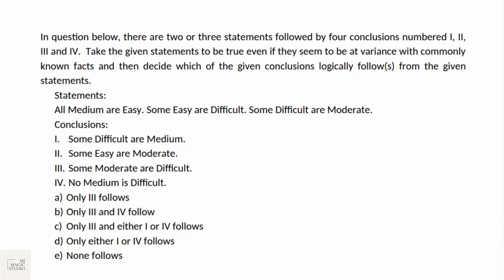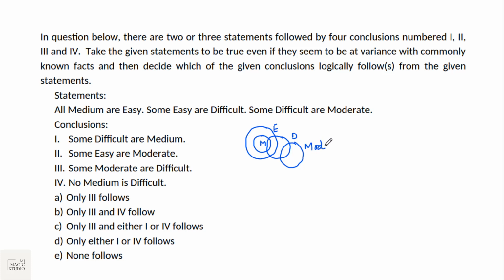So the next one is from syllogism, deductive logic. Three statements are given, and based on the facts in those statements we need to derive which of the conclusions follows out of the given 4, and a Venn diagram is the best pick to do this. All medium are easy. Suppose this is medium and all mediums are easy. Some easy are difficult. We can see the common portion between easy and difficult. Some difficult are moderate.